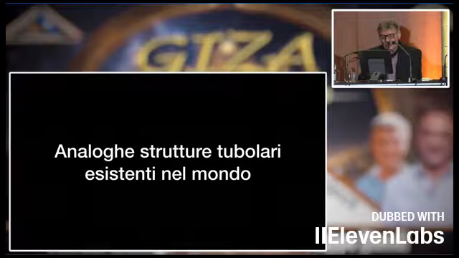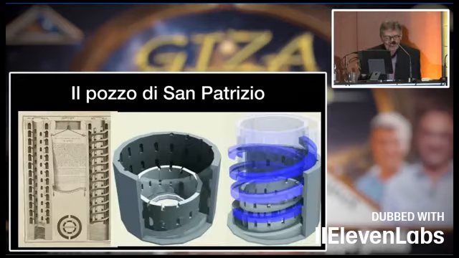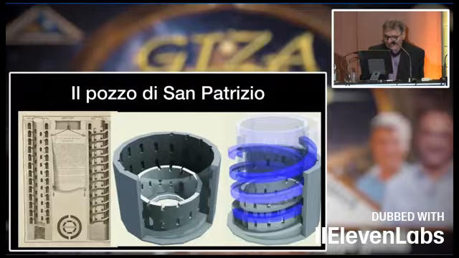Well, similar tubular structures exist in the world. If these tubular structures exist, who built the pyramids? Were they the first to build them? No. We also have one in Italy, the Well of St. Patrick. Now you look at it and say, damn, look at that. It's exactly like that one. Well, sure, it's shorter, it's smaller, but look, it's made of something that's twisted around another thing, and inside there's a hole. How wonderful.